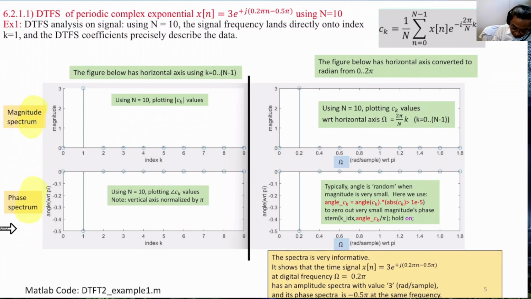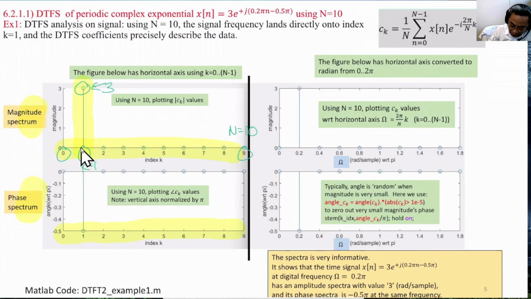And remember that for DTFS, along the horizontal axis is k, where k equals 0 until N minus 1, where N equals 10, so it goes from 0 to 9. And then this is the phase plot. So again, we have the horizontal axis 0 to N minus 1. Now in the magnitude plot, what do we get? We get only one single line at k equals 1. And at k equals 1, the value is 3.